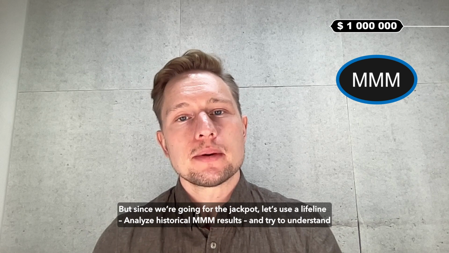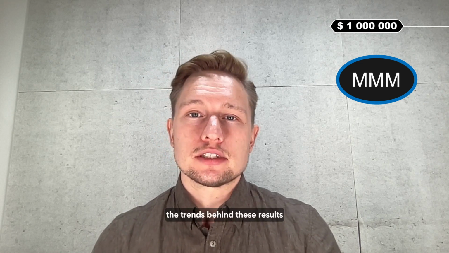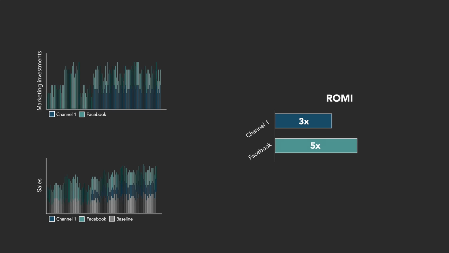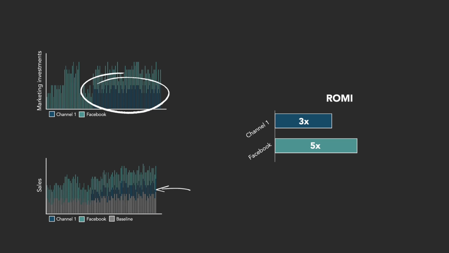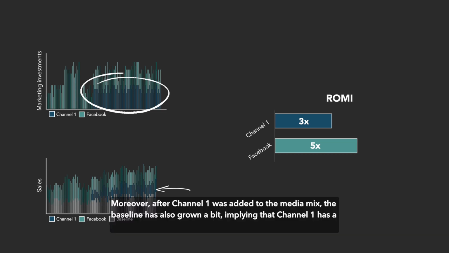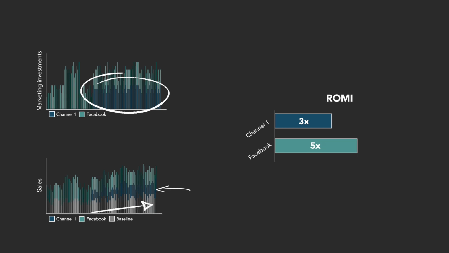Analyze historical MMM results and try to understand the trends behind these results. Historical analysis reveals to us that channel 1 is relatively new media in the mix, and its ROMI has been improving steadily over the past few months. Moreover, after channel 1 was added to the media mix, the baseline has also grown a bit, implying that channel 1 has a branding effect which doesn't typically show in the short-term results.